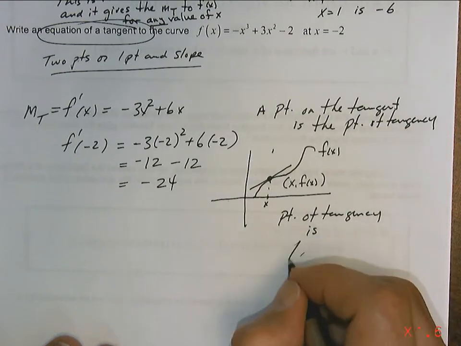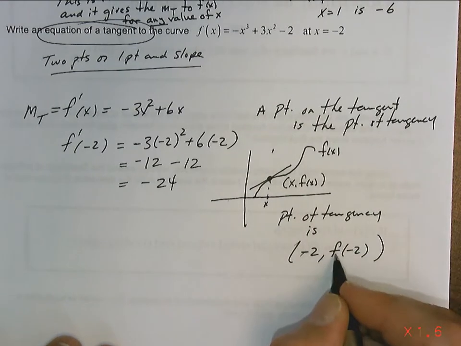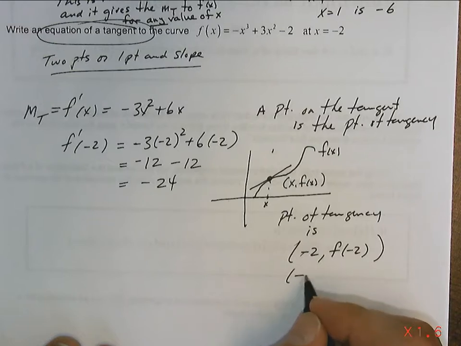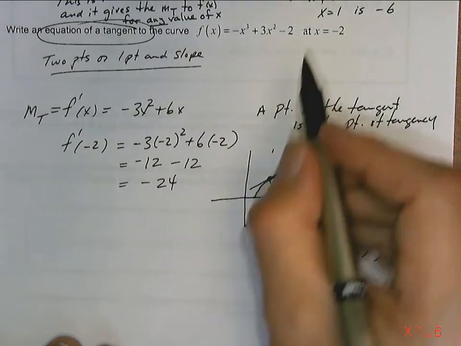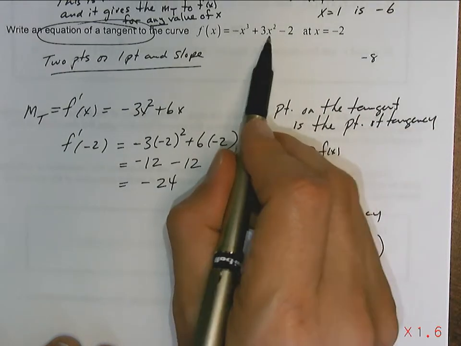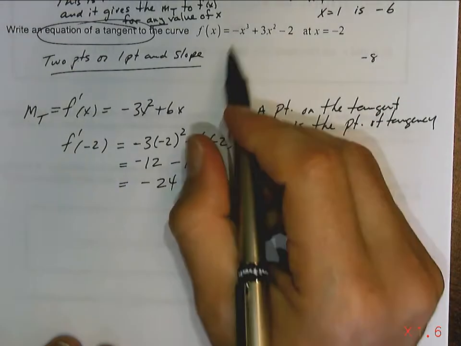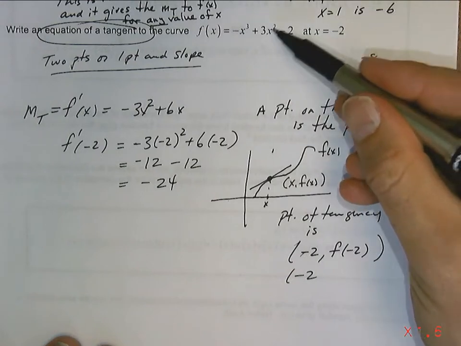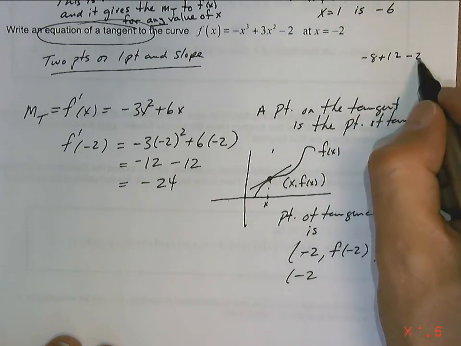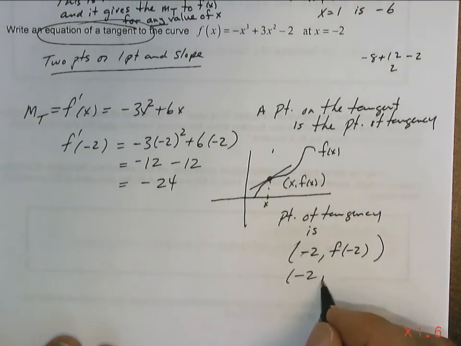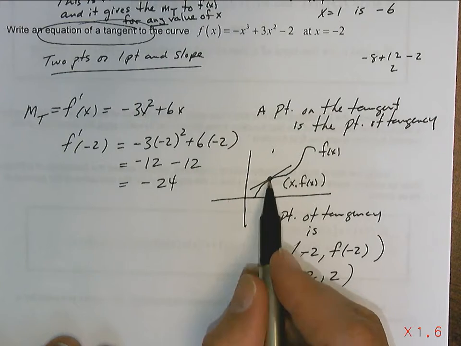So what I'm going to do is take the point of tangency. They told me x equals negative 2, f of negative 2. Now not f prime of negative 2, but f of negative 2. So plugging in negative 2 here, I guess I'll get negative 8, 4, negative 12. No. Negative 8. Negative 2 will give me 4 plus 12. And then negative 2. So that's going to give me 8 minus 2 is negative 10, so it's 2. That's my point of tangency. This point here is, well, negative 2, 2.